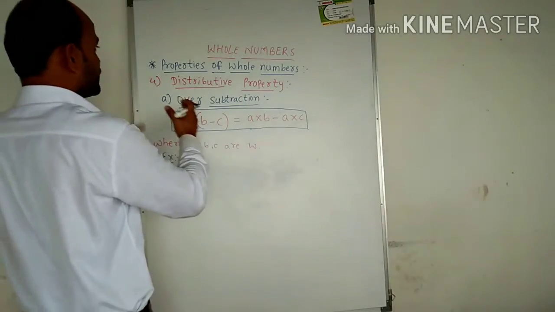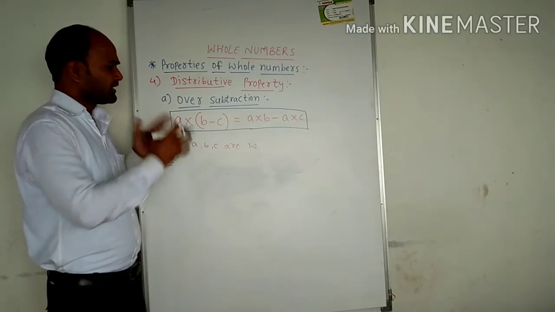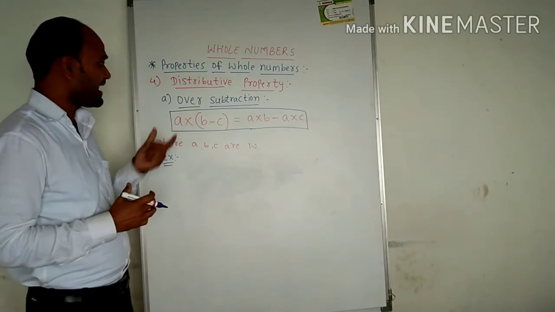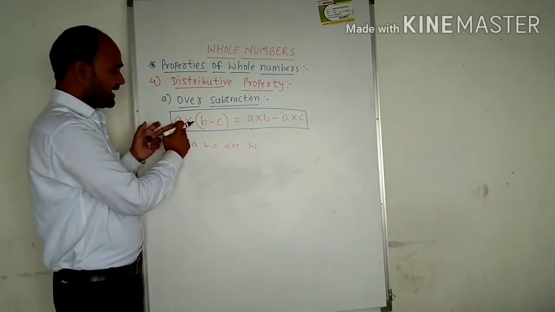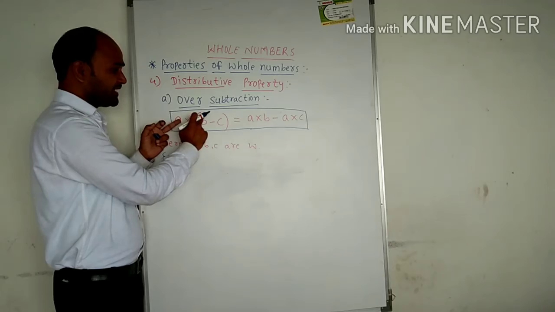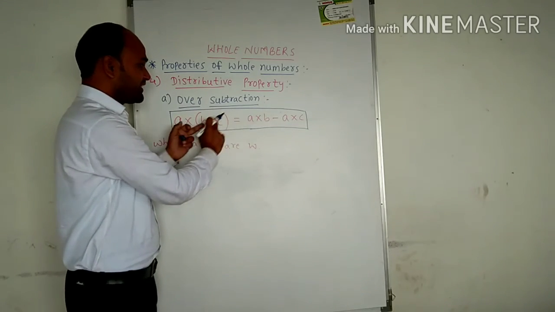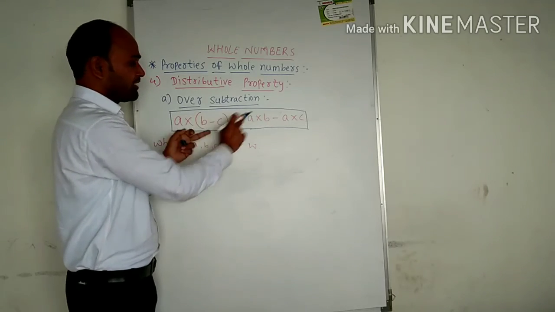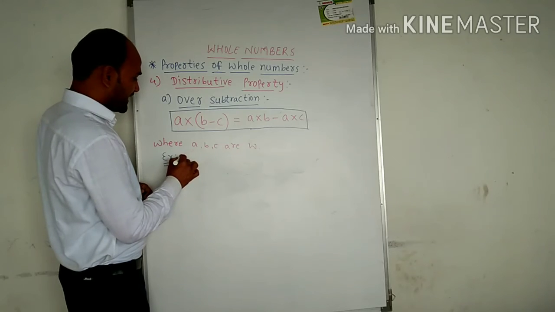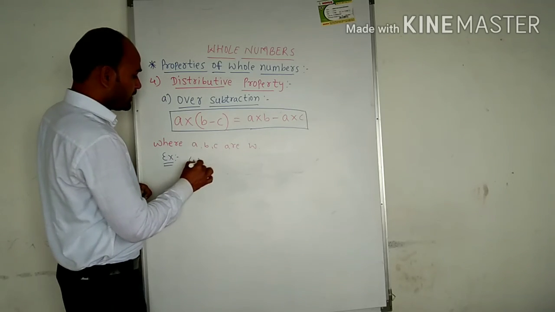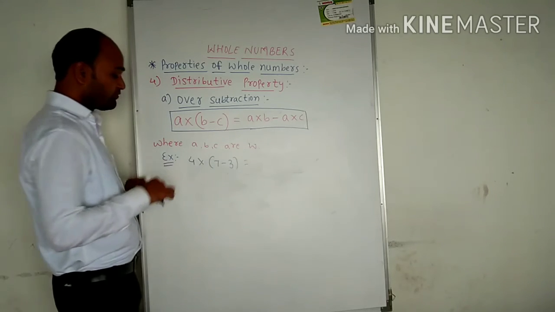Next we can see the distributive property over subtraction. Like how we have done in addition, the same we have to do here in subtraction. It means A, B, C are three whole numbers. When A is multiplied with the bracket B minus C, firstly you multiply A with B, then the minus sign, then you multiply A with C, and you will get the answer. Let me see here with an example, that is 4 multiplied by 7 minus 3.